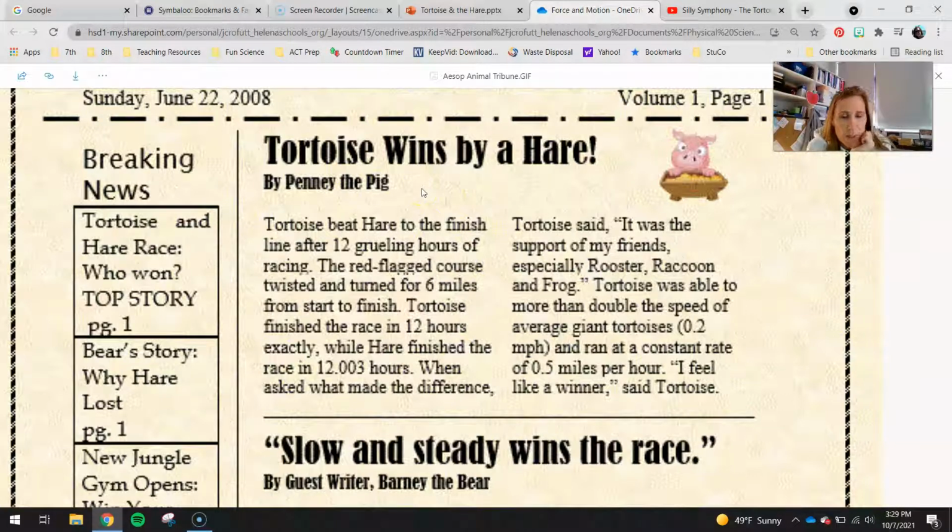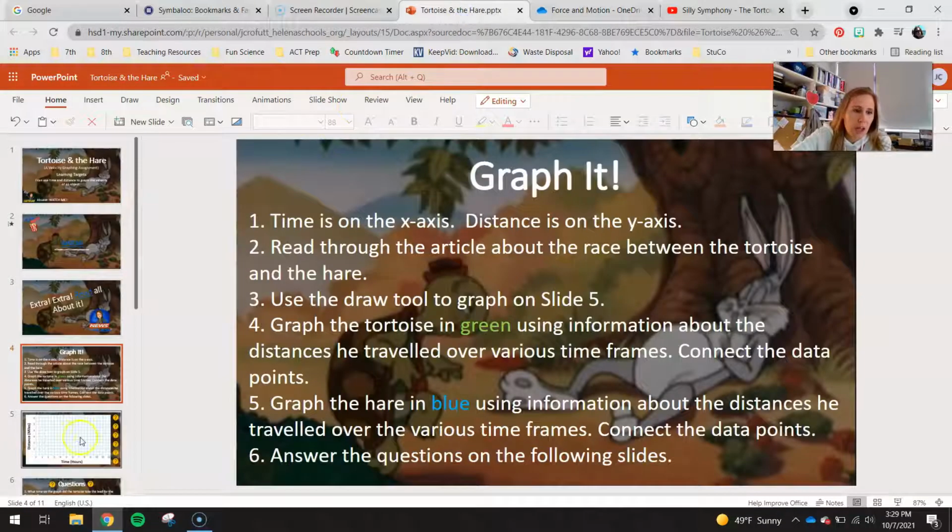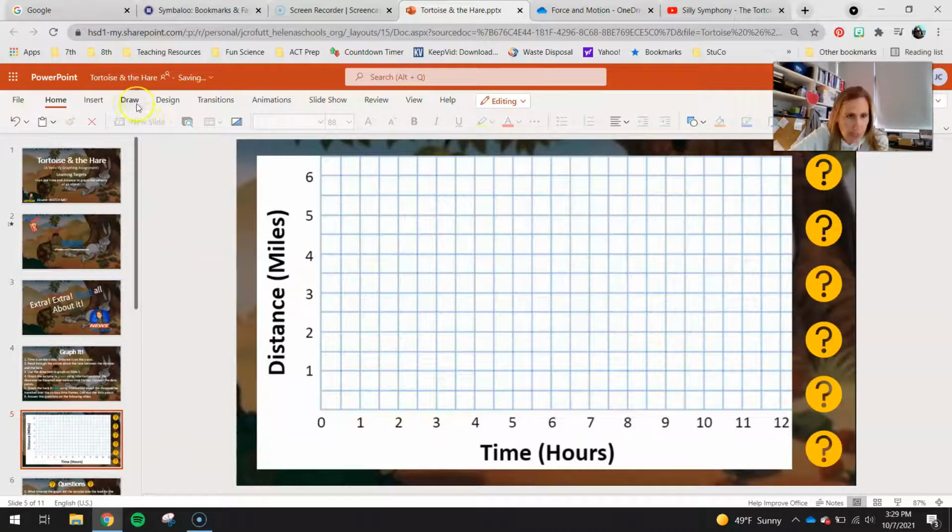So the main thing we're going to see is the tortoise wins by a hare. So this is written by Penny the Pig, which is irrelevant for this. But Tortoise beat Hare to the finish line after 12 grueling hours of racing. The red flag course twisted and turned for 6 miles from start to finish. The Tortoise finished the race in 12 hours exactly, while the Hare finished the race in 12.003 hours.